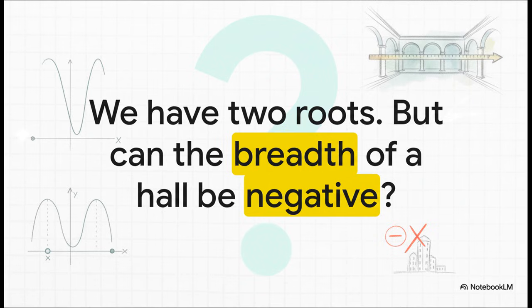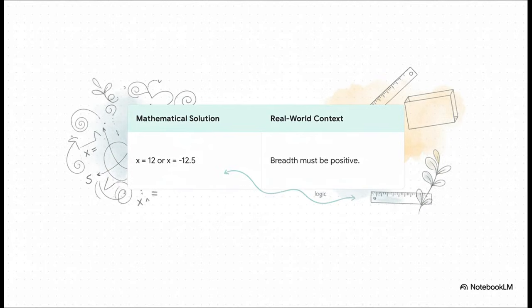But hold on a second, let's stop and think. The math gave us two answers, which is fine, but we're talking about a real physical building here. Can the width of a room actually be a negative number? And this is where we have to use our brains, not just our formulas. The math gives us possibilities, but the real-world context gives us rules. A physical distance, like the breadth of a hall, can't be negative. It just doesn't make any sense.